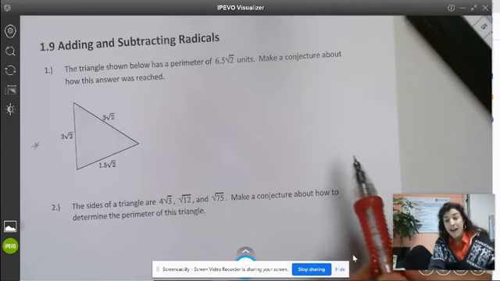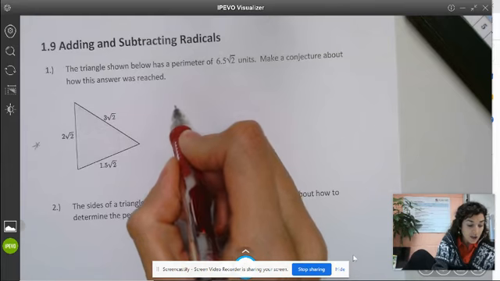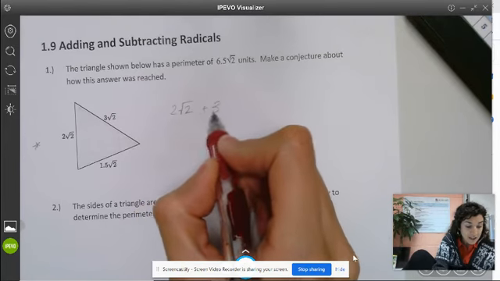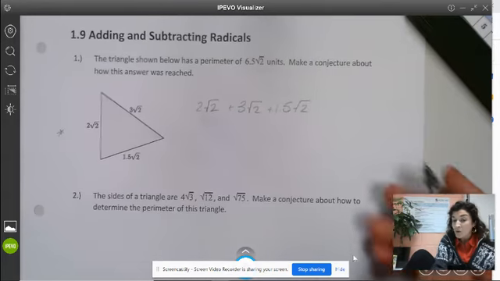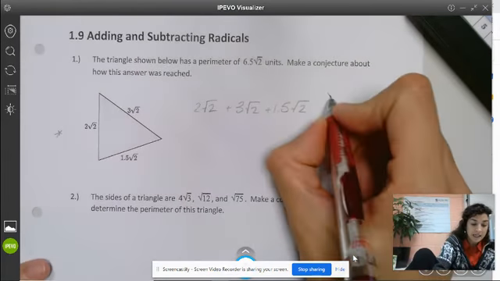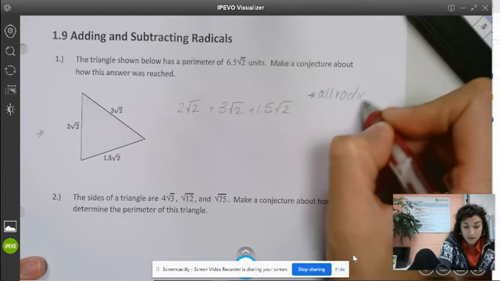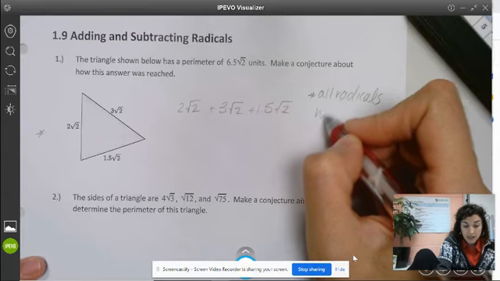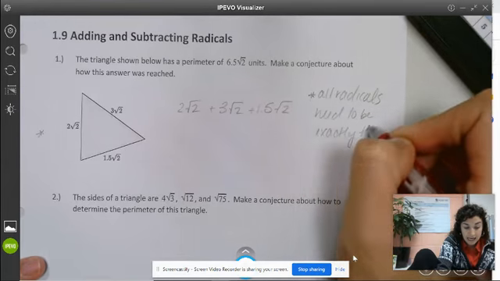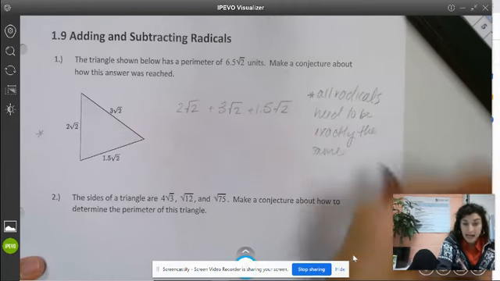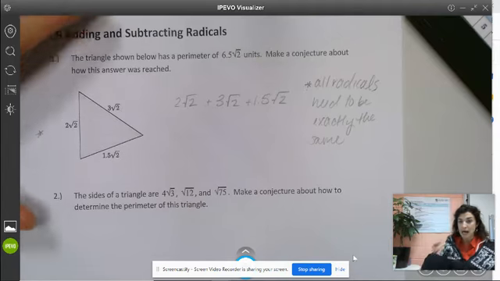Hopefully you mentioned something along the lines of adding all the side lengths up, because that's how we find perimeter. All the side lengths here are 2 square root of 2 plus 3 square root of 2 plus 1.5 square root of 2. When we're adding and subtracting radicals, there is a key important piece. All radicals need to be exactly the same. We cannot add or subtract inside of the radical. We can only add or subtract how many radicals we have.